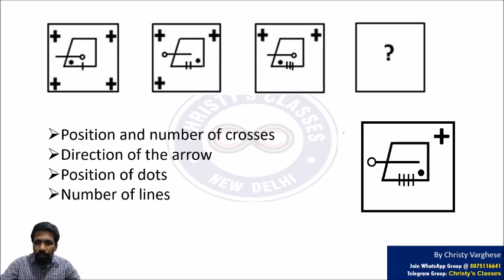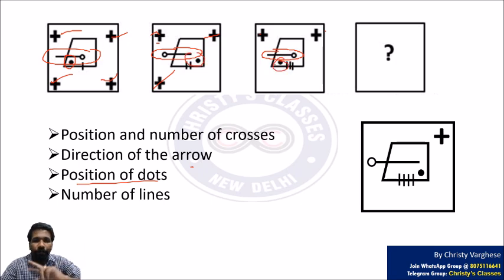One is position and number of crosses. That means in the first figure, four crosses are there. Then it is becoming three crosses and its position is also changing. And direction of the arrow, they are changing their direction, flipping their positions and directions. Positions of dots means here dots are moving also, flipping left to right. Now number of lines, which lines? This line, one line, two lines, three lines, like that. So these are the changing properties.